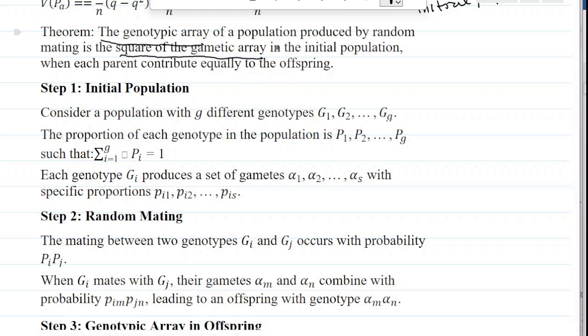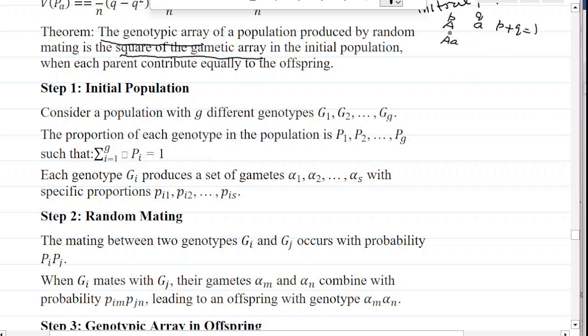So first of all, I want to introduce what is the genotypic array and what is the gametic array. Let us start with the initial population with two alleles at a locus, say A. If mating takes place between these alleles, only one type of genotype will be produced. Suppose p is the frequency of allele capital A and q is the frequency of allele small a, in such a way that p plus q is equal to 1.